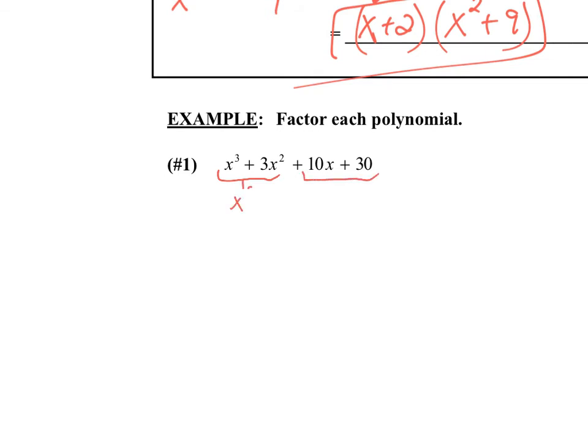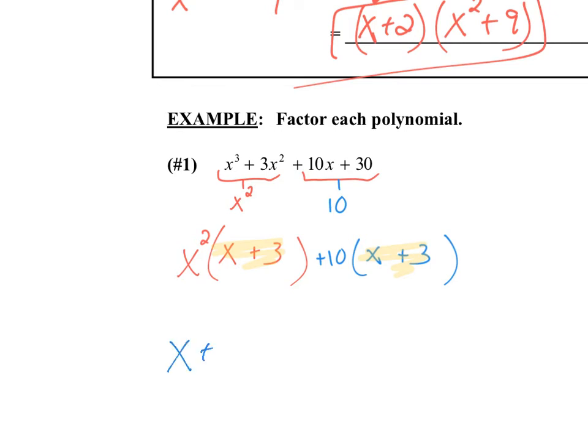The GCF for the first 2 terms is x squared, so x squared, and the leftovers will be x plus 3 because you took away 2 x's. The second GCF is going to be a positive 10, and the leftovers are going to be x plus 3. Again, you will notice the parentheses are the same. So you bring out the common parenthesis, which is x plus 3, and the leftovers are x squared plus 10.